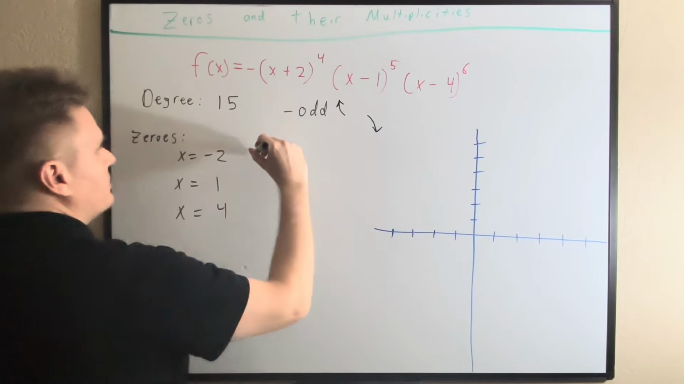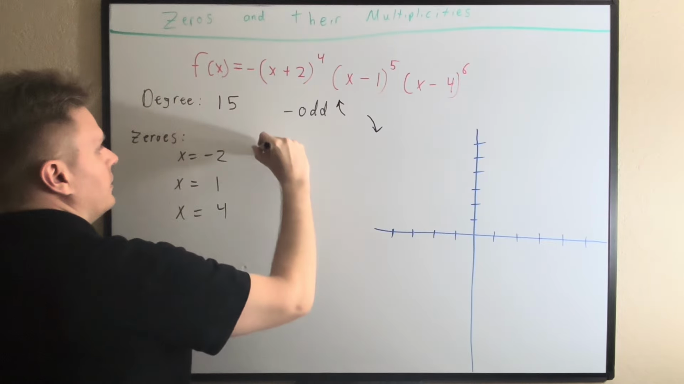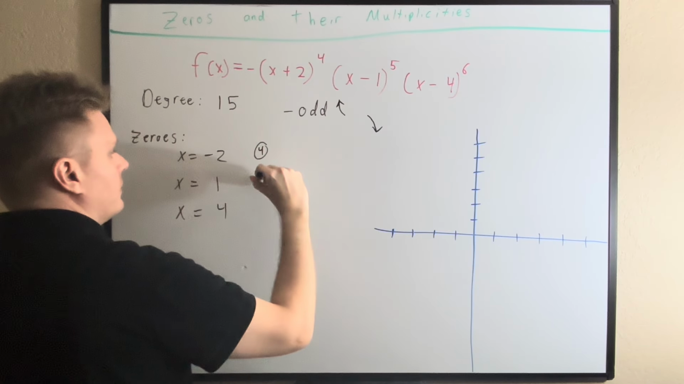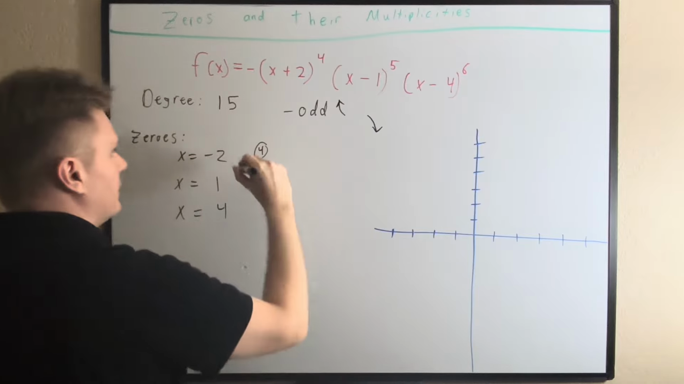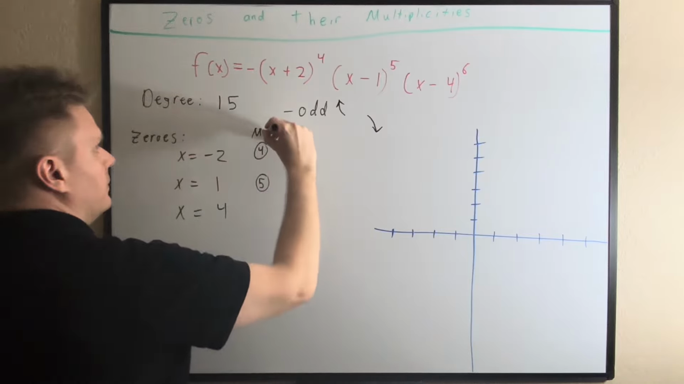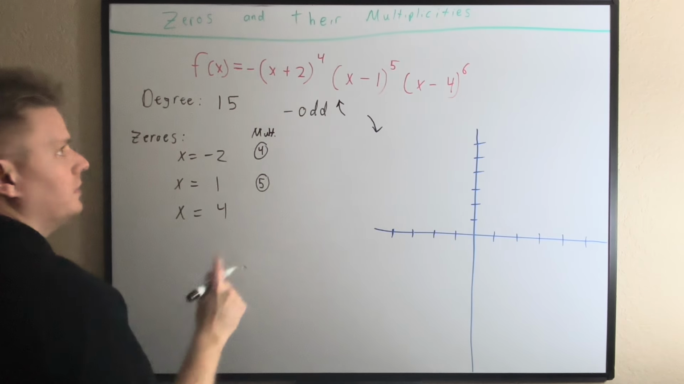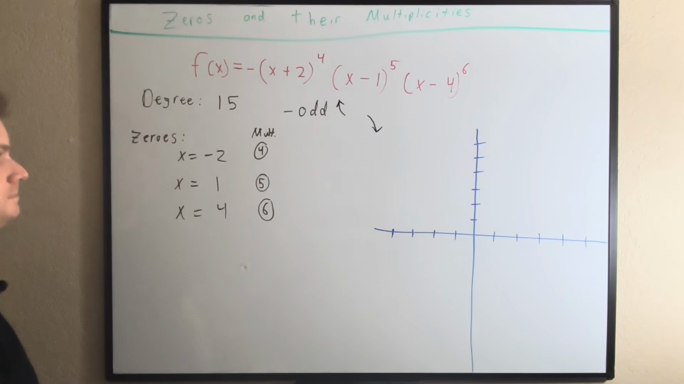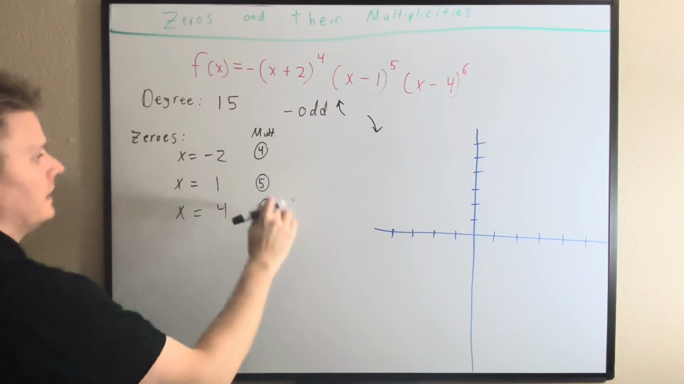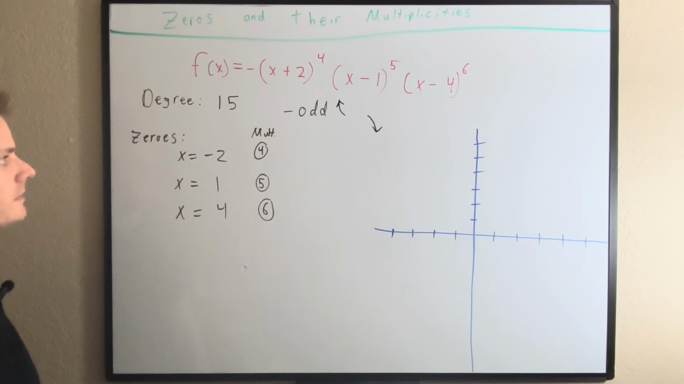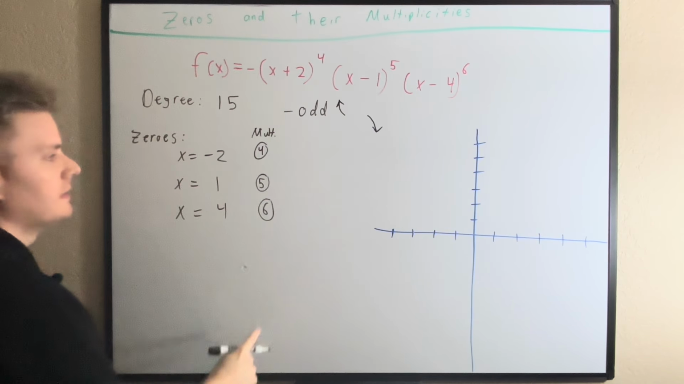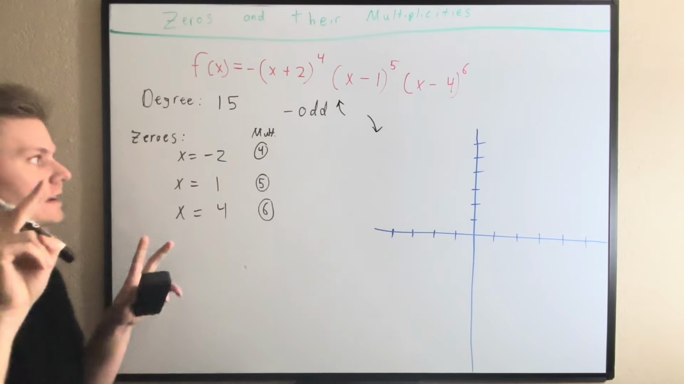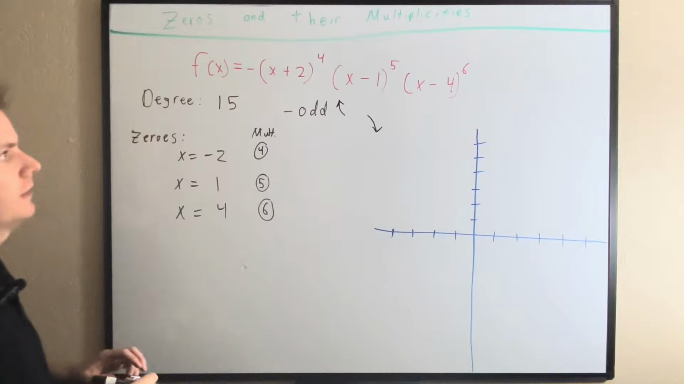Okay, what's the multiplicity of -2? 4. Multiplicity of +1 is 5, and the multiplicity of +4 is 6. Now, I'm doing this to demonstrate what it looks like when those numbers get bigger. What really matters is what's odd and even, but the graph gets flatter the larger these numbers are, right?